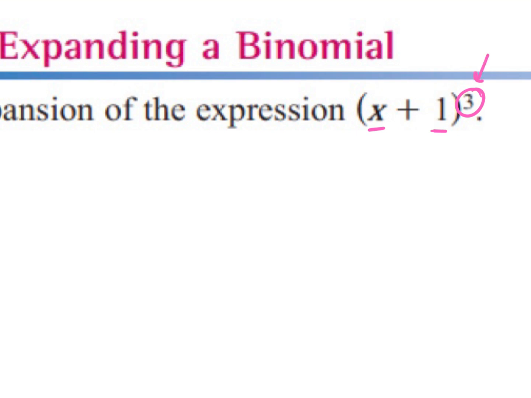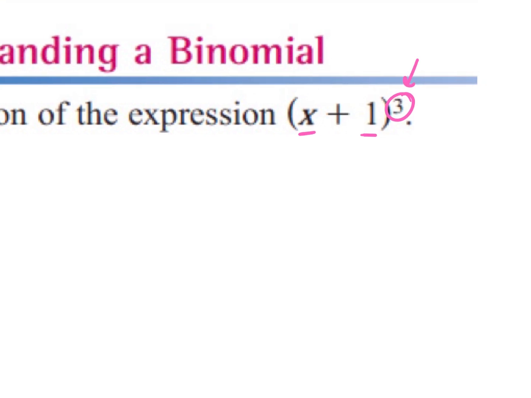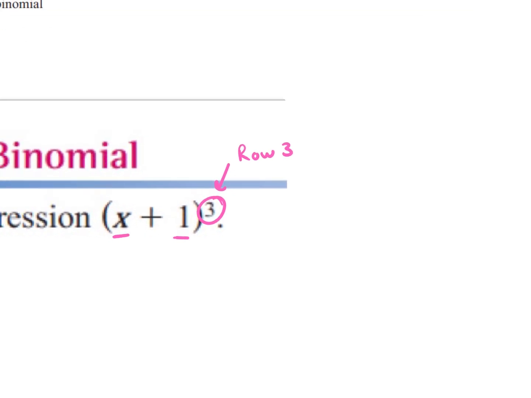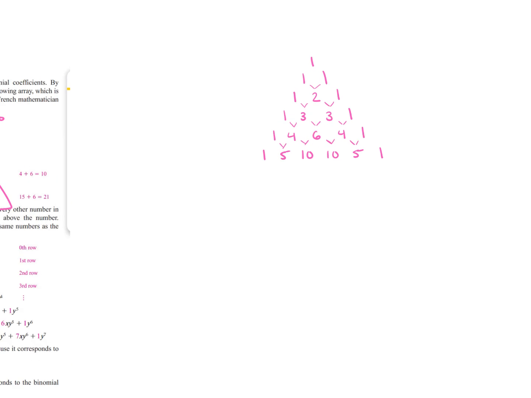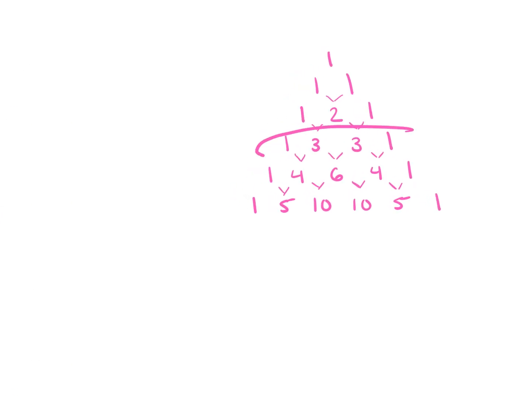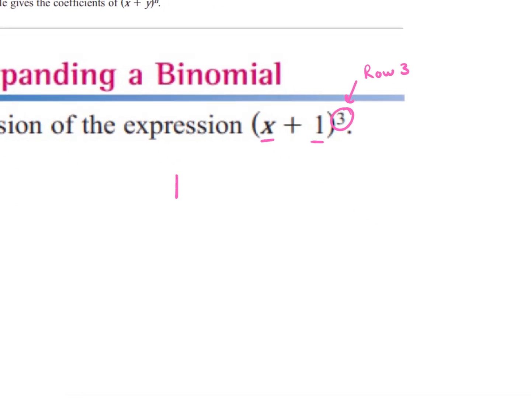The exponent tells us what row we're looking at. So here we're looking at row 3. We just drew it up here, row 3. So we're looking at this row here, these coefficients. So my coefficients are going to be 1, 3, 3, 1. So I'm going to write that here. 1, 3, 3, 1.